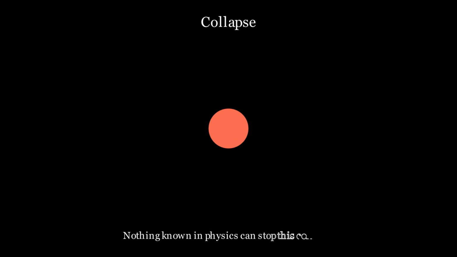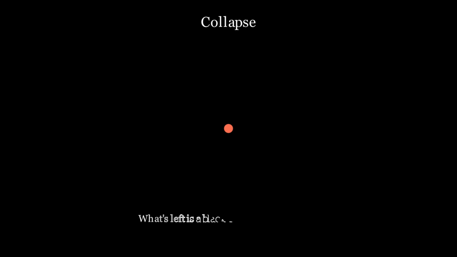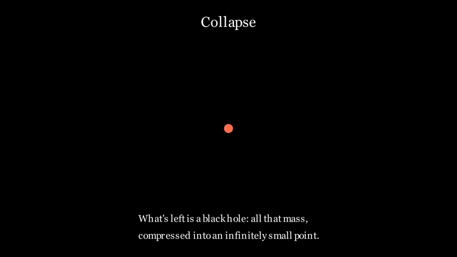For a sufficiently massive star, nothing known in physics can stop this collapse. It keeps shrinking and shrinking, with no floor. What's left behind is a black hole. All that mass, compressed into an infinitely small point.